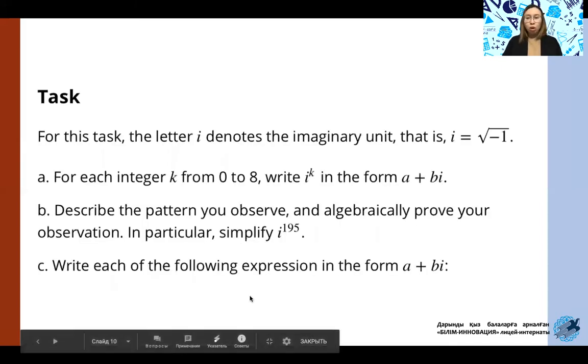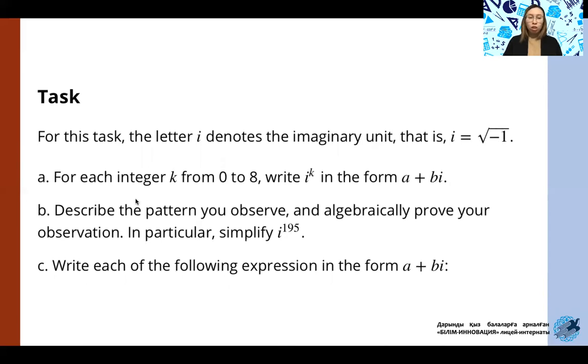And the last one, we have the tasks. For this task, the letter i denotes the imaginary unit, that i is equal to the root of minus 1. For each integer k from 0 to 8, write i to the power of k in the form a plus bi. B: describe the pattern you observe. Then algebraically prove your observation.